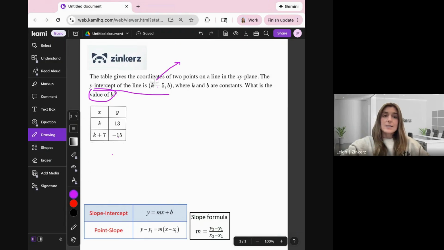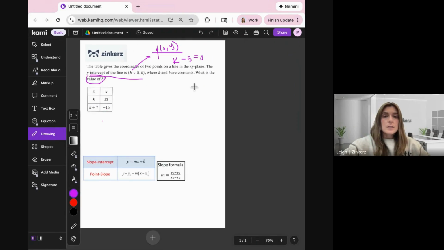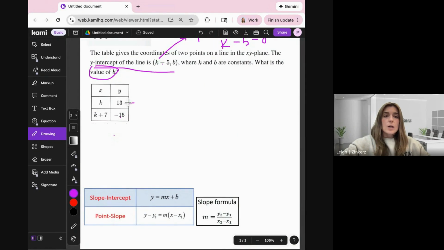The first thing to consider is that this is a y-intercept, and you know that for any y-intercept, the x value is 0. So automatically you should consider the fact that if k minus 5 equals 0, then k has to be equal to 5. So automatically we've got some updated points here. We have (5, 13), and we have (12, negative 15).